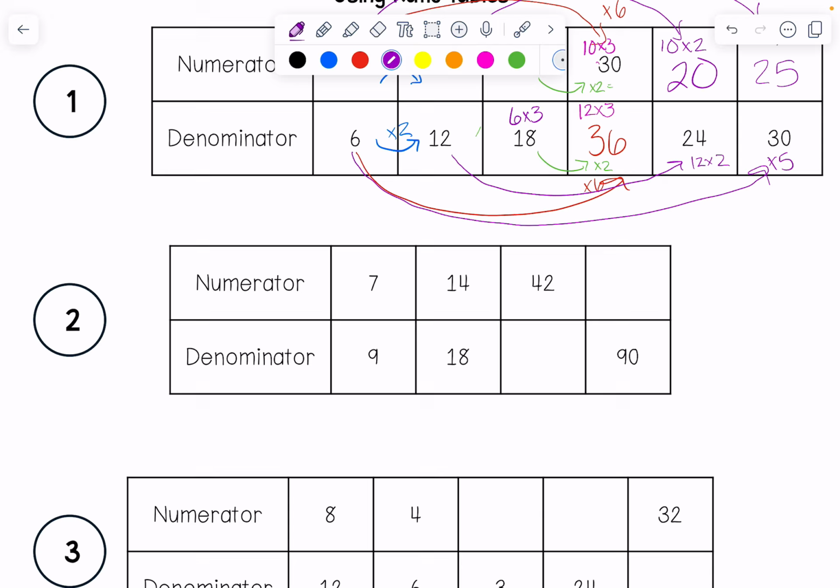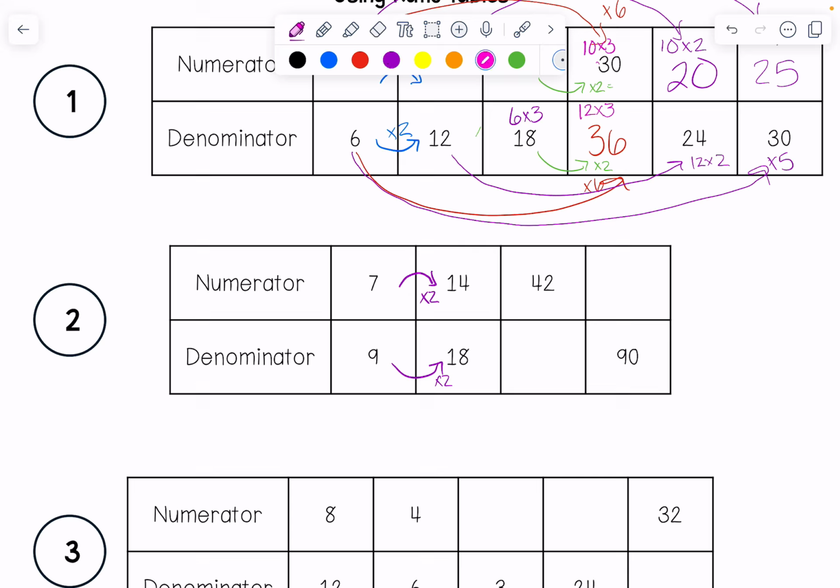First of all, if we look at the connections between the equivalent fractions we already have, some of you might notice that 7 was scaled up by 2 to get 14, and 9 was also scaled up by 2 to get 18. So whatever we do to the numerator, we want to do that same thing to the denominator.